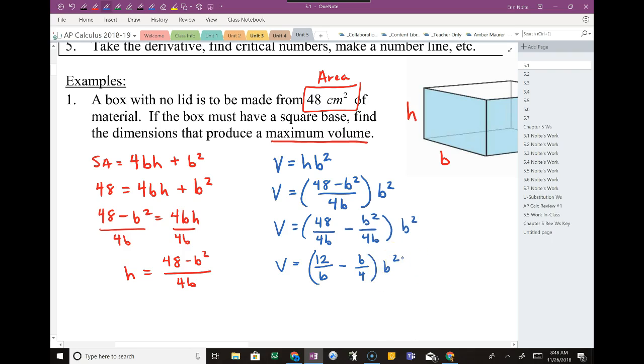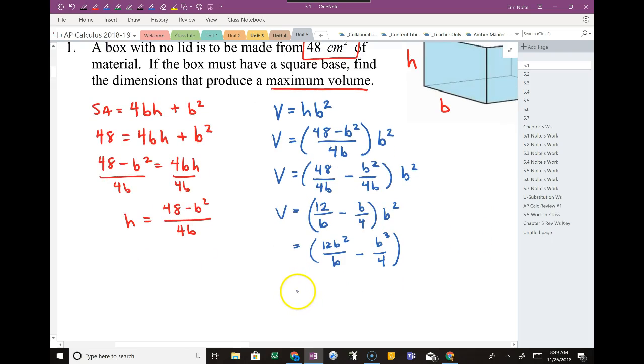Okay, and now I'm going to distribute the b squared through. So if I do that, that's going to be 12b squared over b minus, what happens if I have b times b squared? B cubed over 4. Okay, and then we can simplify that a little bit further. My first term is 12b squared over b. That's the same as 12b, and then we can rewrite this as 1/4 b to the third, so that's just really easy basic.